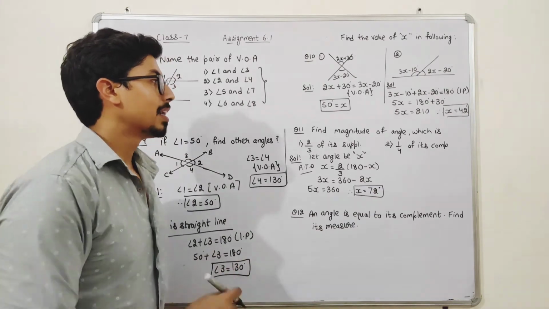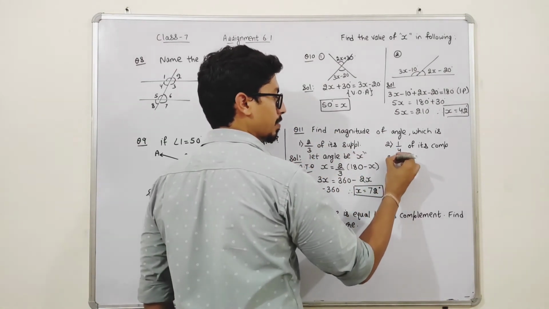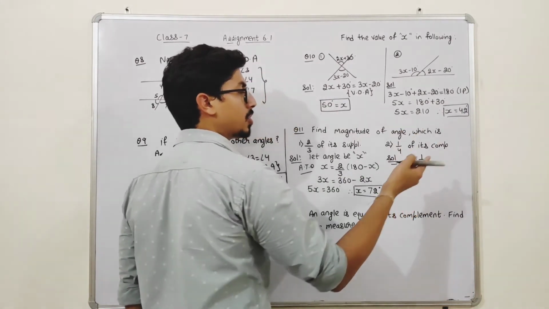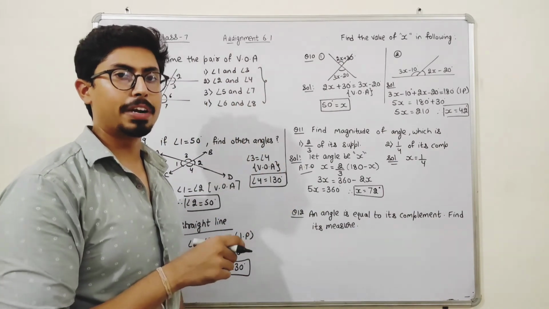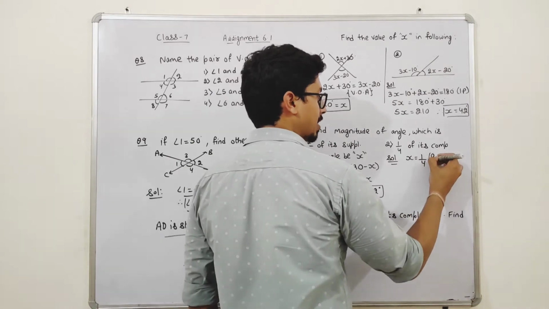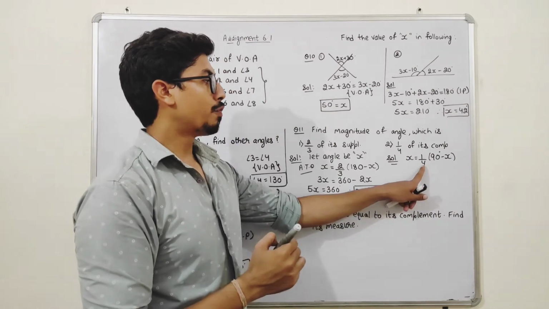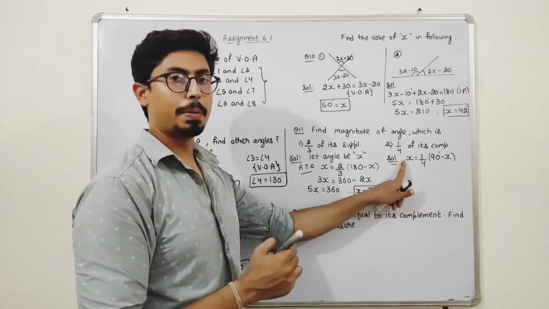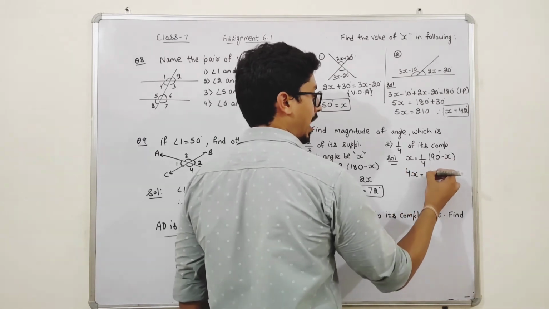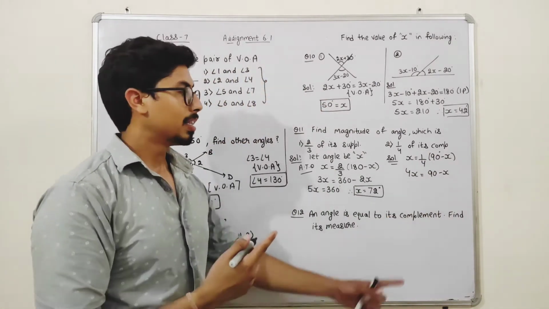Now students, second part. The magnitude of the angle. The angle we let be x. So x is equal to 1/4 of its complement. Complementary angles means the sum of those two will be 90. One is x, the other will be 90 minus x. Okay, 90 degree minus x. Now similarly, 4 is in denominator. When it goes here, it will be numerator. So it will be 4x is equal to 90 minus x as it is. Because if I just multiply these numbers by 1, the number will be the same.